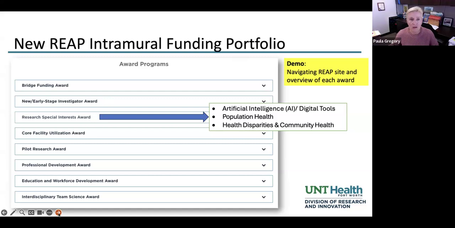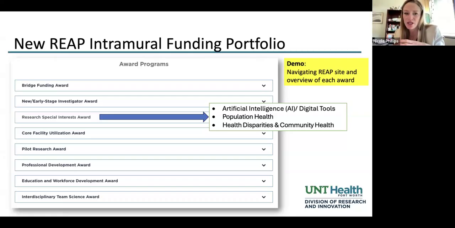Nicole, I've got 2 questions in the chat. The first is, do these intramural grants have citizenship requirements? PI eligibility is really the term we've used. We've not even said faculty, because some staff are PI eligible depending on the mechanism. So I think as long as you're PI eligible, then it should be fine.